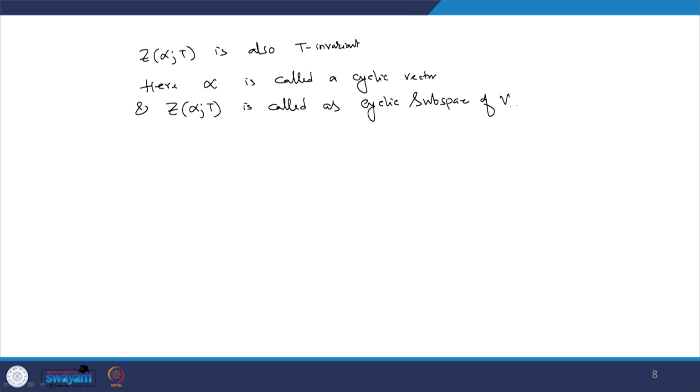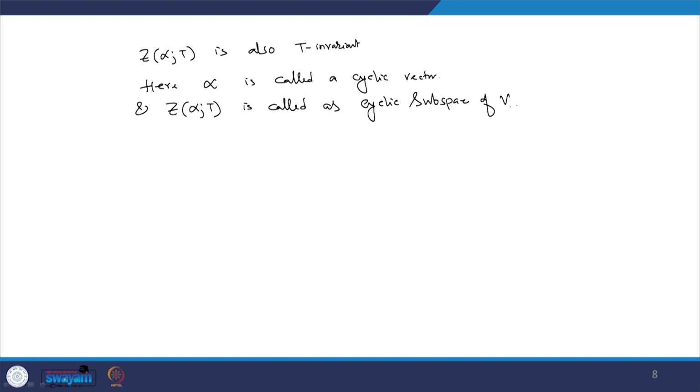Now, this concept will help us to split the space V as a direct sum of cyclic subspaces, and this is a very lengthy proof. So, I will leave this proof to you as self study or homework. You can try, and if you have any difficulty we will definitely discuss this proof in the tutorial class.